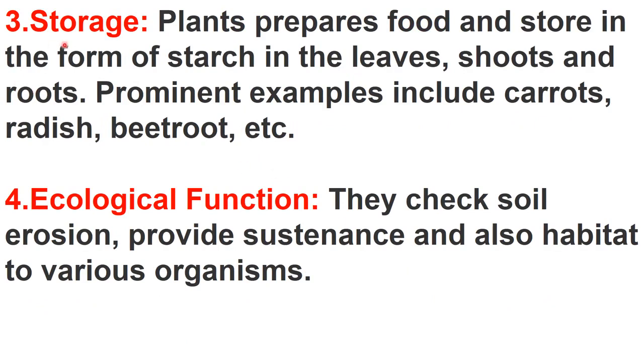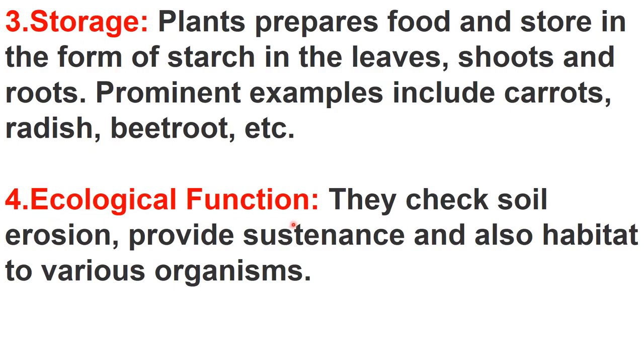Now the next function is storage. Plants prepare food and store it in the form of starch in the leaves, shoots and roots. So all these parts of the plant can store food. Prominent examples include carrot, radish and beetroot, where the roots are storing the food. So roots are helping in the storage of food also.